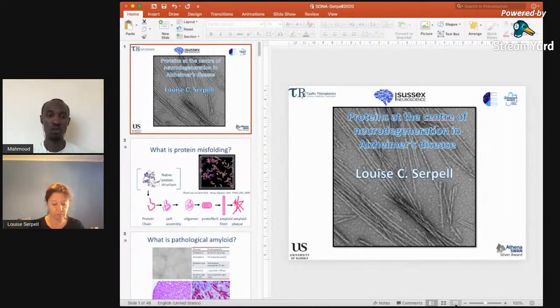So Louise's work focuses on protein self-assembly and misfolding at the heart of neurodegenerative diseases and amyloidosis. She has worked on protein misfolding for over 25 years and published over 140 peer-reviewed articles and holds one patent. She's credited with developing a genetic structural model for amyloid fibrils, and her work has been funded by the Wellcome Trust, BBSRC, MRC, Alzheimer's UK, Alzheimer's Society, as well as TAUREX.